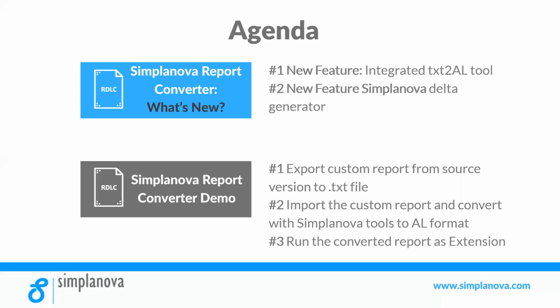So words are words. Right now, I believe the best way to show how everything works would be to simply open the Classic environment, export all the reports that we are going to convert, then convert everything with Simplanova's report converter to AL format, and run the converted reports as an extension. Afterwards, we will simply compare what we have on the classic version and what we have on the new Business Central version. So we'll compare these results.